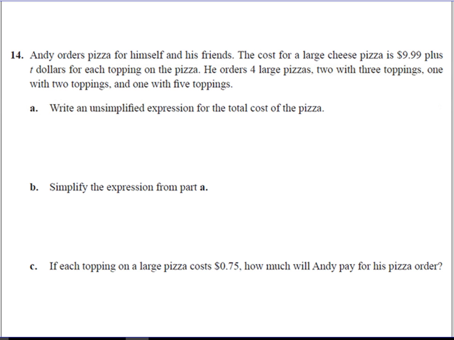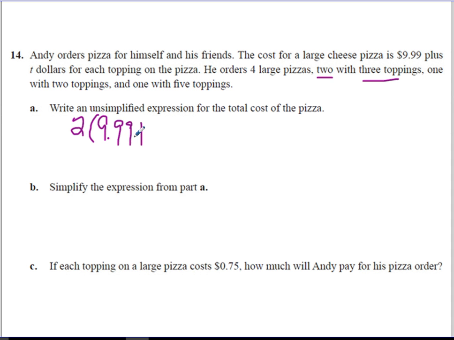Okay. Andy orders pizzas for himself and his friends. The cost for a large cheese pizza is $9.99 plus $10 for each topping on the pizza. He orders 4 large pizzas, 2 with 3 toppings, 1 with 1 topping, and 1 with 5 toppings. Write an unsimplified expression for the total cost. So let's go for what they're saying. We have 2 pizzas with 3 toppings each. So 2 pizzas with the cost without any toppings is $9.99.